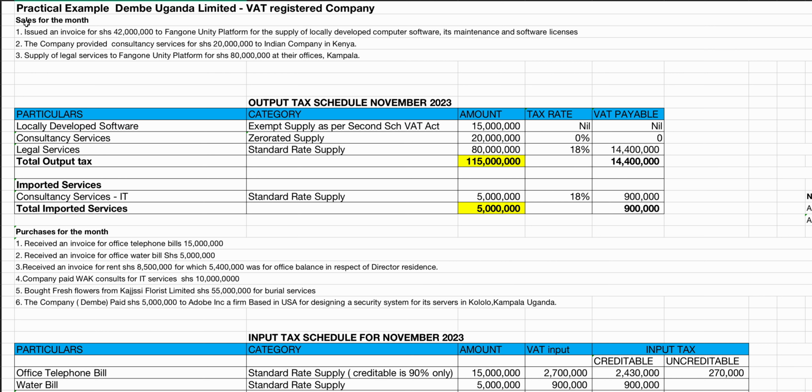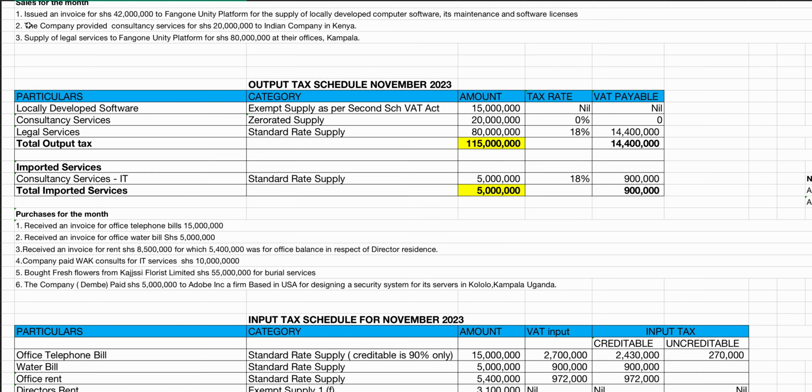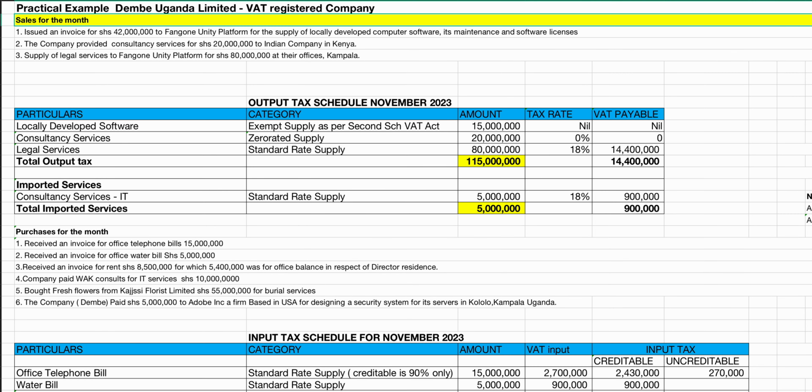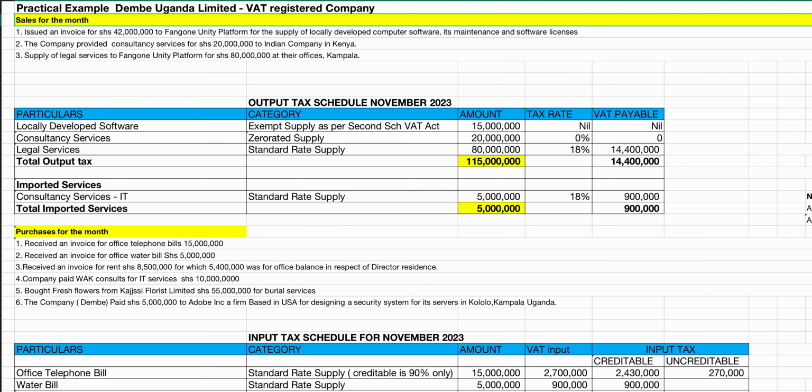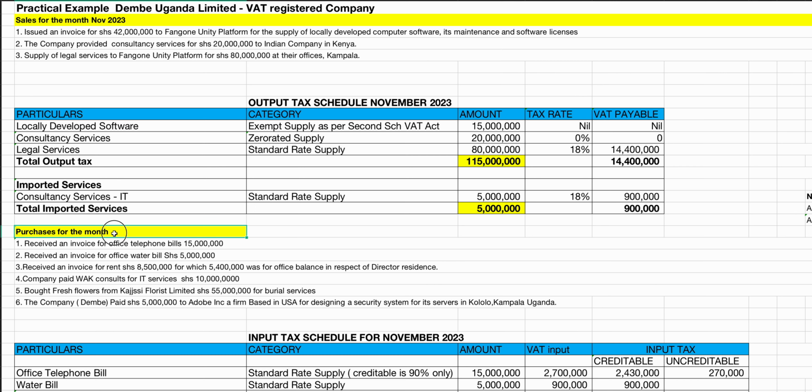The practical example for today is Dembe Uganda Limited, a VAT registered company based in Uganda. You have to keep note that the company is based in Uganda. Our sales for the month are given here. These are the sales we are going to consider, and these are the purchases we are going to consider. Let's say this is for the month of November 2023, and these are the purchases for the month of November 2023.